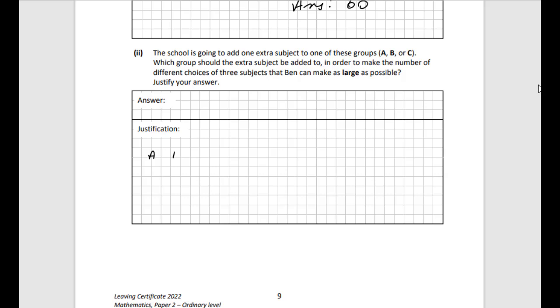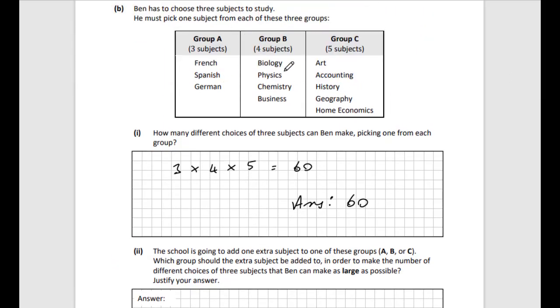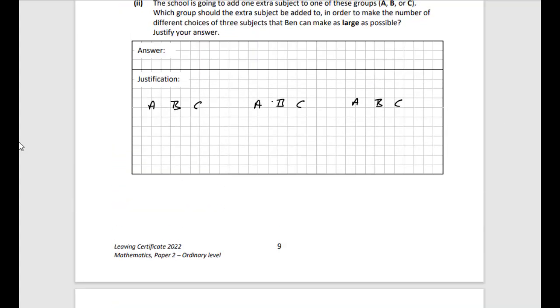But anyway, we've got A, B, and C. Now initially we had 3, 4, and 5 subjects. So we had 3 here, we had 4 here, and we had 5 here. So let's do the first one first.